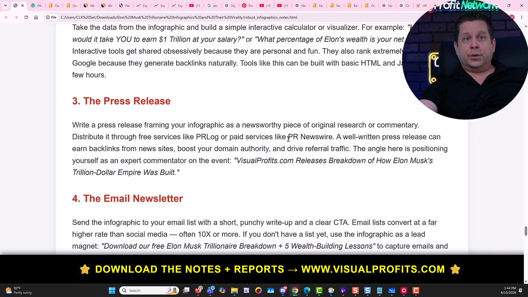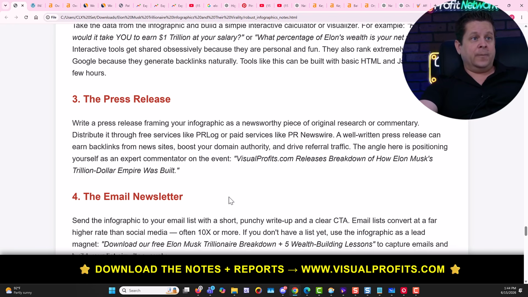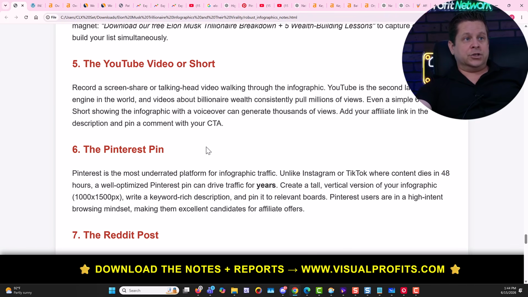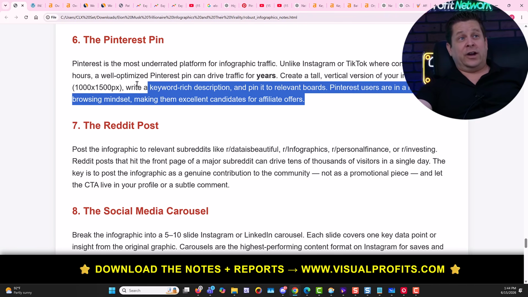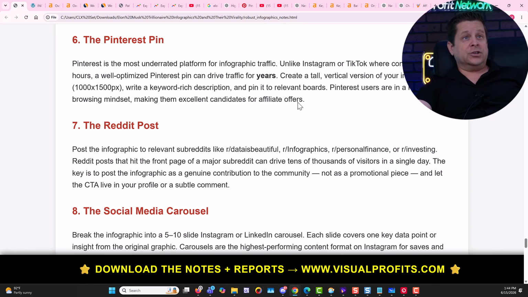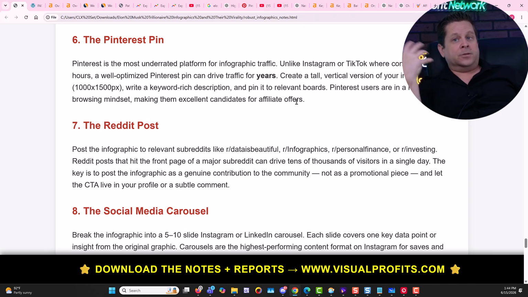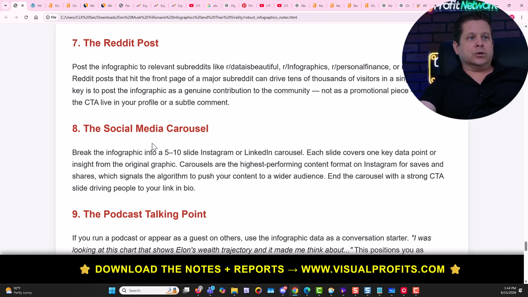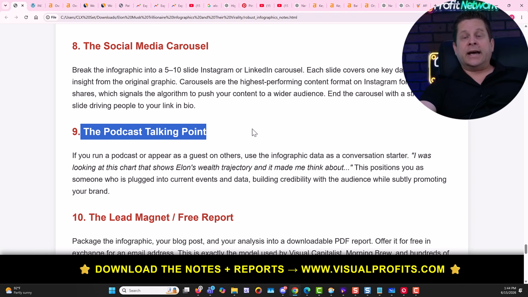Press release, you can go through and do a press release about it. Very, very cool. Email newsletter, this is where you build your mailing list. You could do videos and shorts. Pinterest pins, this is a very straightforward way to go. Pinterest pins show up all the time in Google. They get lots of traffic. There's people that make a living just doing Pinterest pins. Obviously, remember the vast majority of people trying to make money make nothing. The Reddit post, social media carousel, you could even have a podcast about it, right?